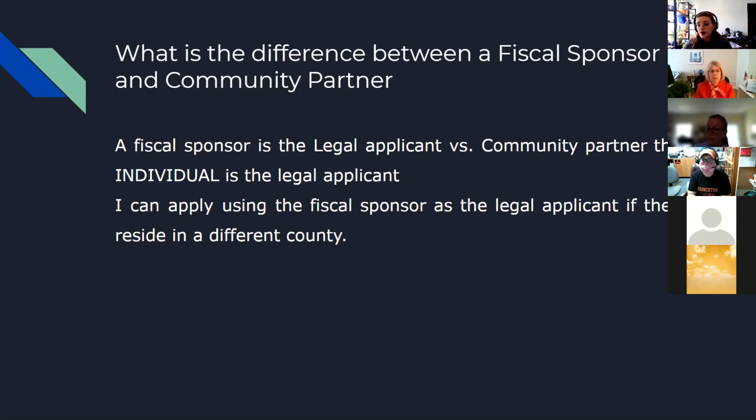But if I wanted to do something up here in Monroe County where I reside now, I would have a community partner because we are within the same county. When I apply with a fiscal sponsor, their people and their organization is on the application. But with a community partner, my name is on the application and I am the point person to contact.